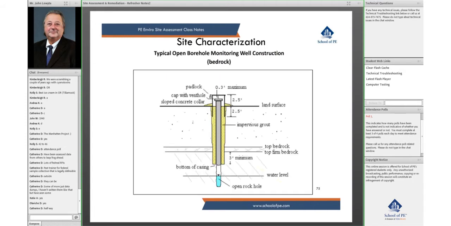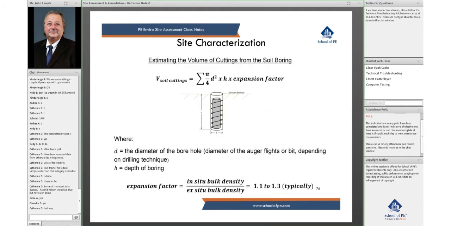What we do is take the soil samples, what they call the cuttings. We're going to have an auger that gets in to collect the sample. If you look at the volume of the sample, again, it's cylindrical. Here's your diameter, here's your height, and some type of expansion factor based on what the material looks like. D is the diameter of the borehole, and H is the depth of it.